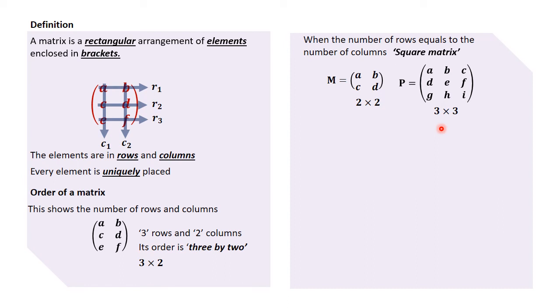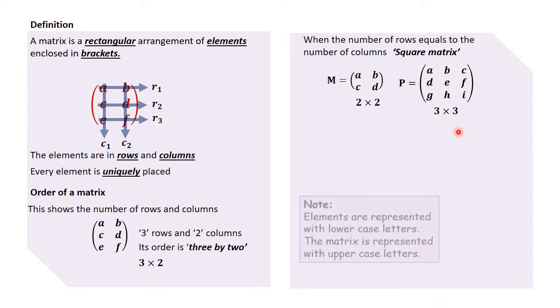Take note of that. When you're talking about order of a matrix, we're talking about the number of rows followed by the number of columns in the particular matrix. And the sequence is important. We must talk about the rows first, then talk about the columns next. We shall see how that is important as we get on in the topic.